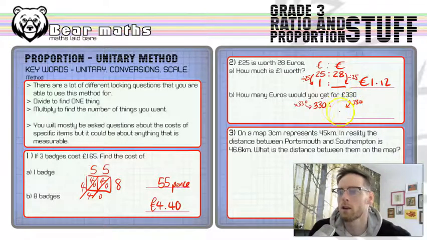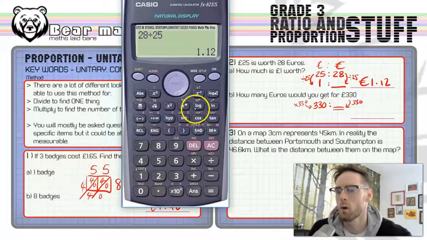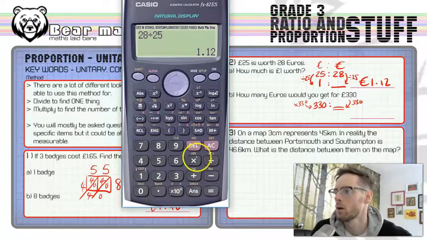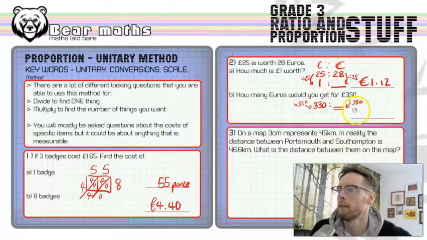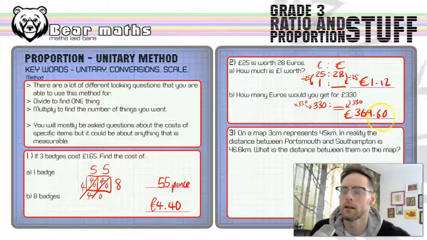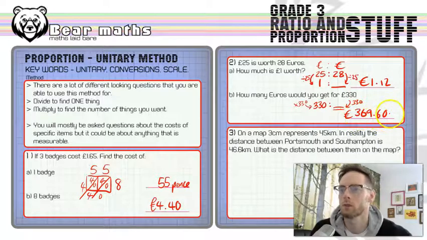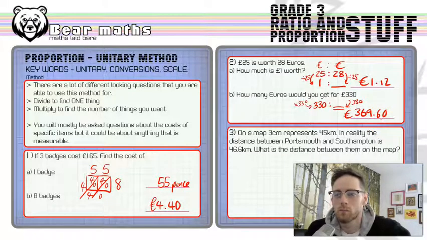So the answer that we got to the last question can be used again, because we found the 1 unit cost, the unitary method we've used. We're going to multiply by 330, and that will give us 369 point something 6. Okay, so that is money. So I've got to put the 0 on the end of that 6 there. So 369.60 euros is how many I would get if I went to the exchange shop and I asked for £330 worth of euros on this particular day.